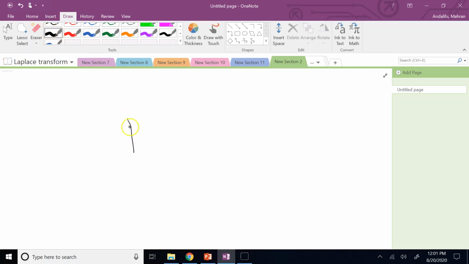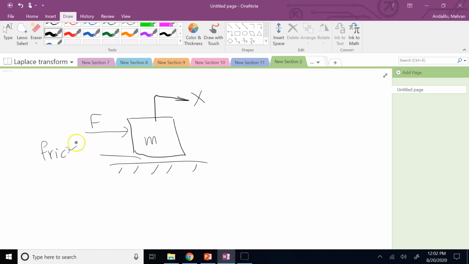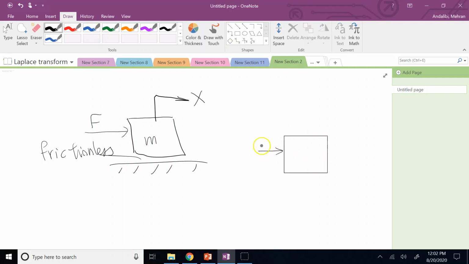So if I have a mass, and there is an external force F, and the mass is M, and the position of the block measured horizontally is x, and let's say for the moment this is frictionless, right? So if you draw the free body diagram of this block, what do you have? You have F, and then you have mg, and you have N.